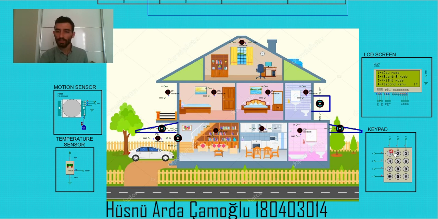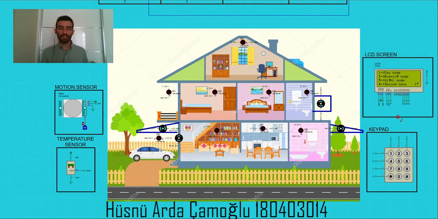Now let's make it in the day mode. Even if we start the motion sensor, nothing is happening. Let's explain the second menu. We should choose 4 to go to the second menu.